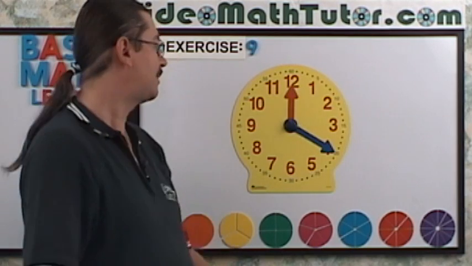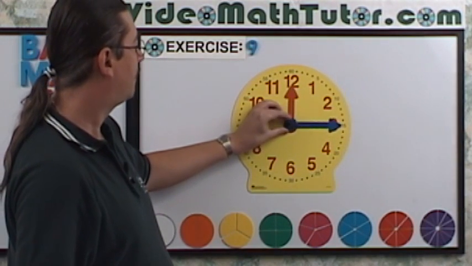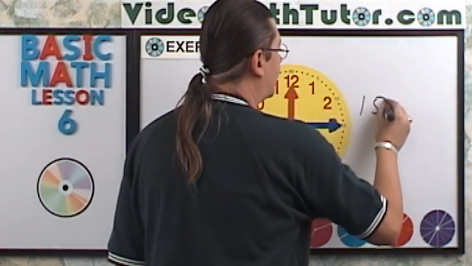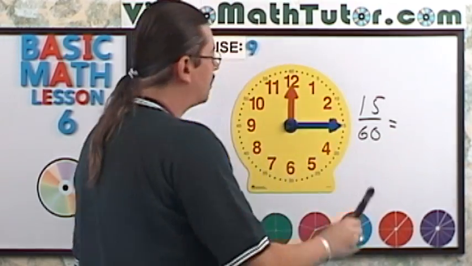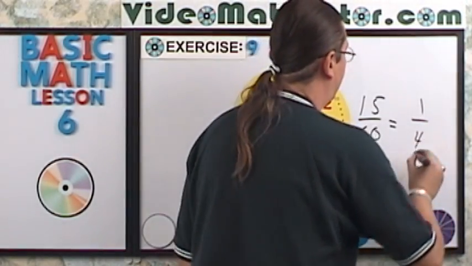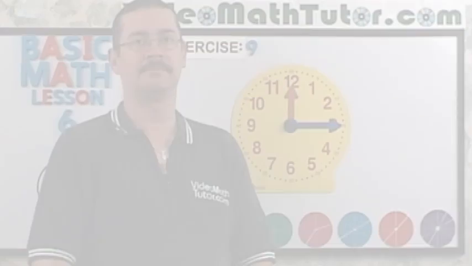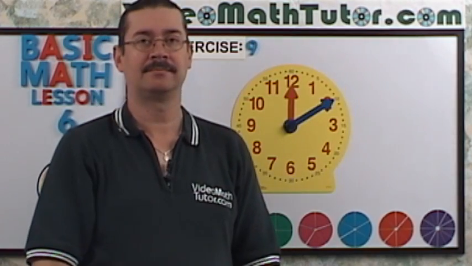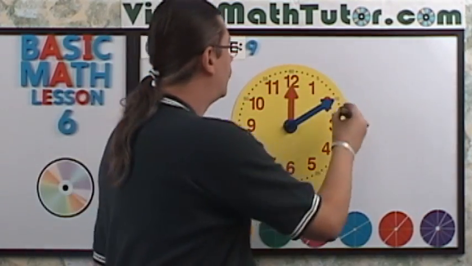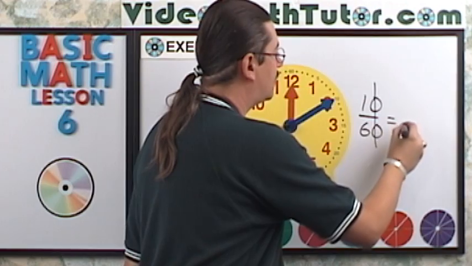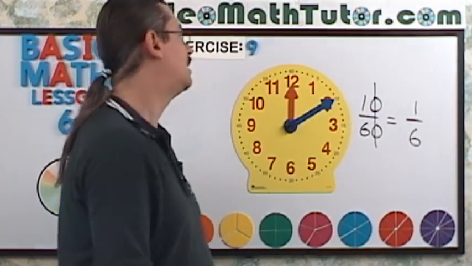Well, big guess where we need to go next, right? We're going to go right there. Give it a try. Well, 15 minutes have passed, so it's going to be 15 out of 60. And no big surprise, this is a 1/4 past the hour, right? So it's just a 1/4. Now let's go right there. Well, 10 minutes have passed out of 60 total minutes. I can cancel my 10s. I'm left with 1/6 of an hour.